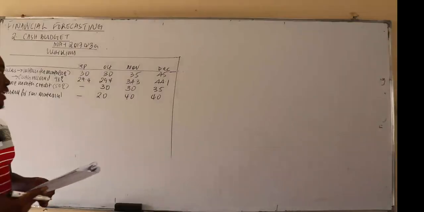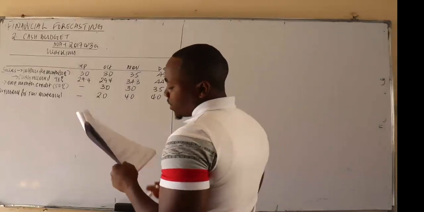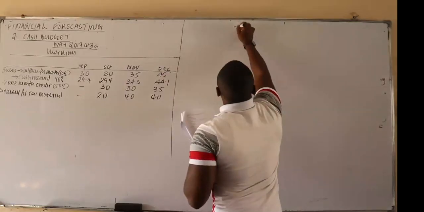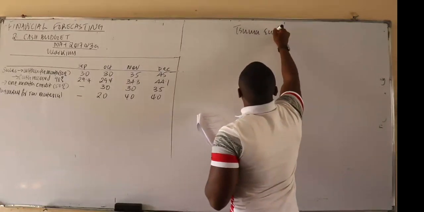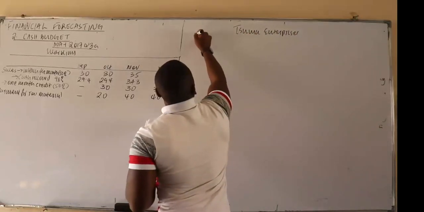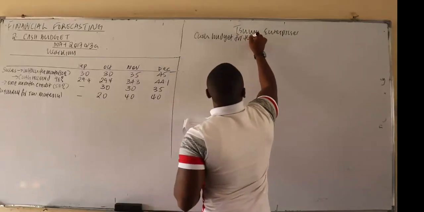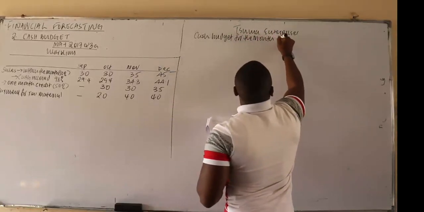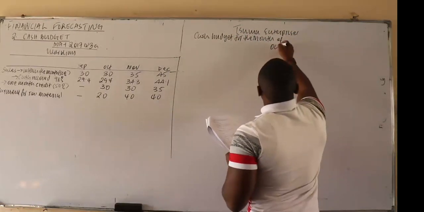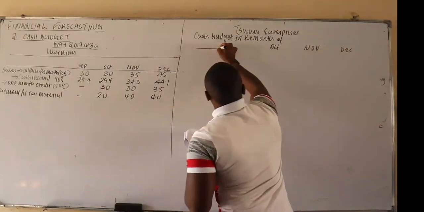I think I have everything I need. So now we can answer the question. What was the question? A cash budget for 3 months ending December. So this is Suma Enterprise. And so cash budget for the months of, we just need 3 months, October, November, December.